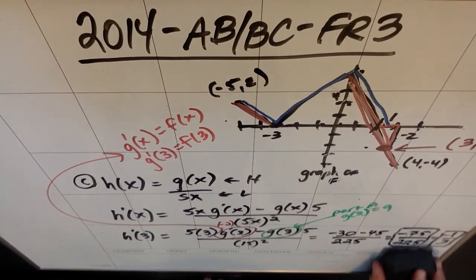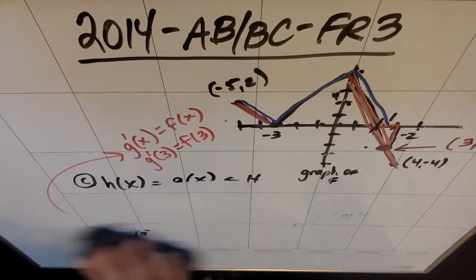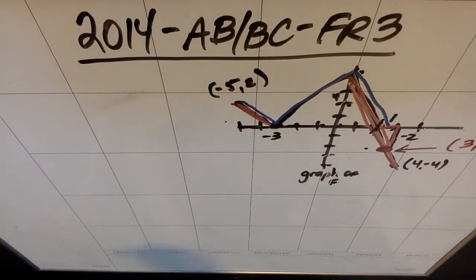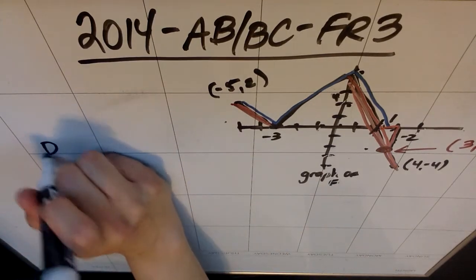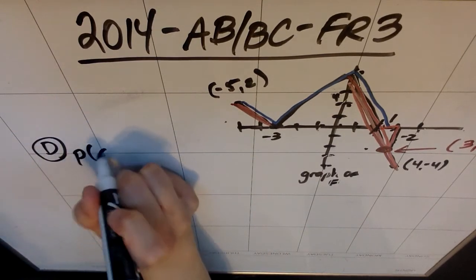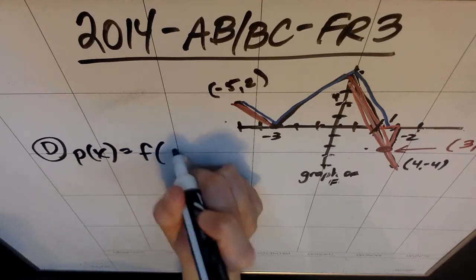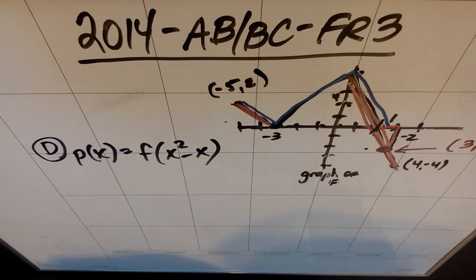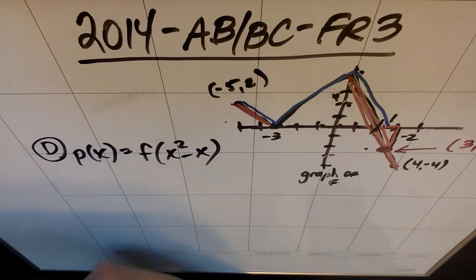For part D, I would love to be able to erase this graph because it's all in my space, but we'll see. Okay, so for part D, let P be defined as f of x squared minus x, meaning f of the quantity x squared minus x. So in part D, P of x is f of x squared minus x. Cool. Here's our chain rule test. Find the slope of the line tangent to the graph P at the point where x is -1.